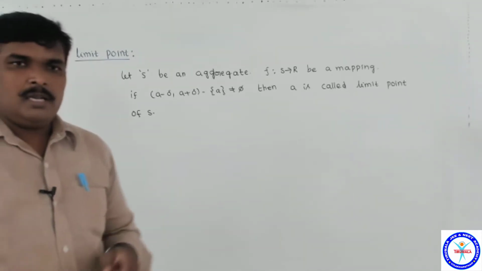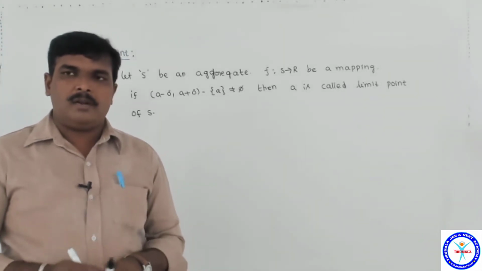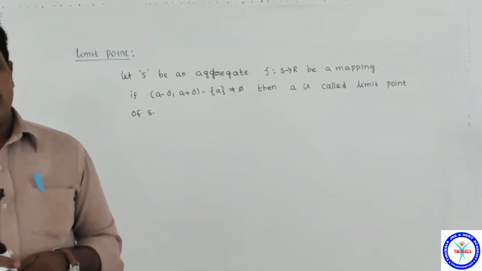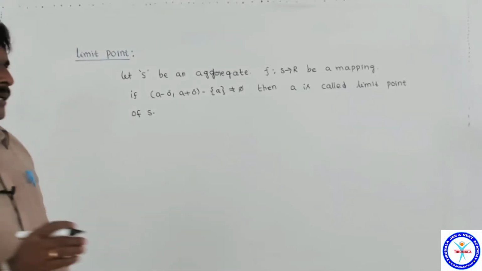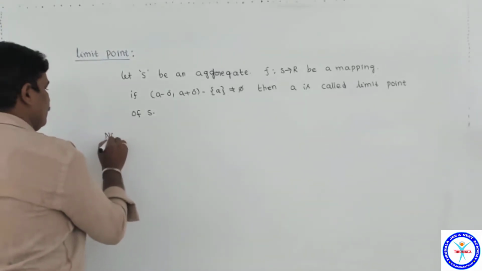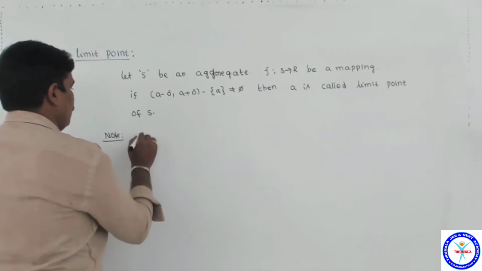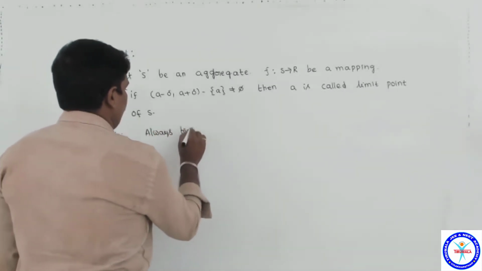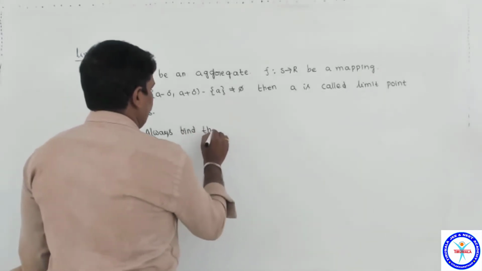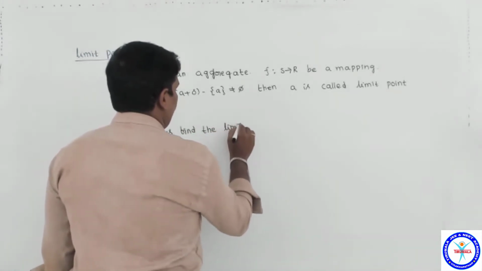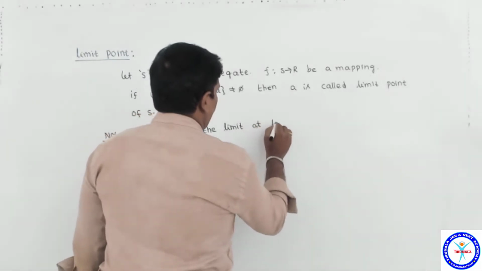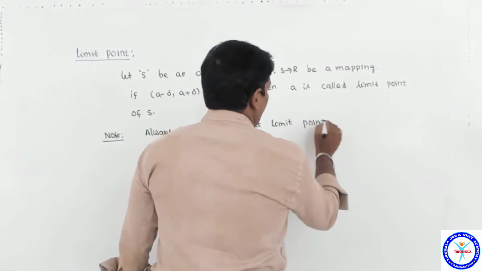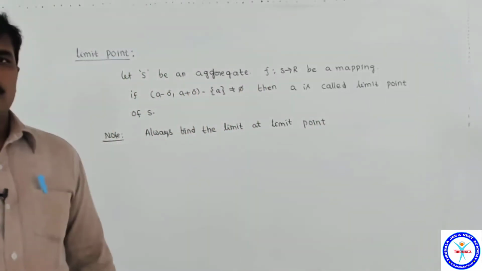And also, limit is different from limit point. We always find the limit at a limit point.